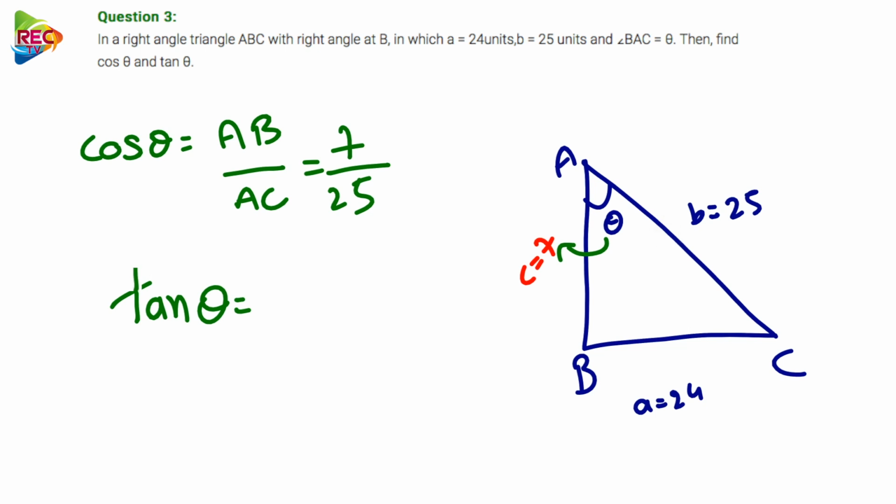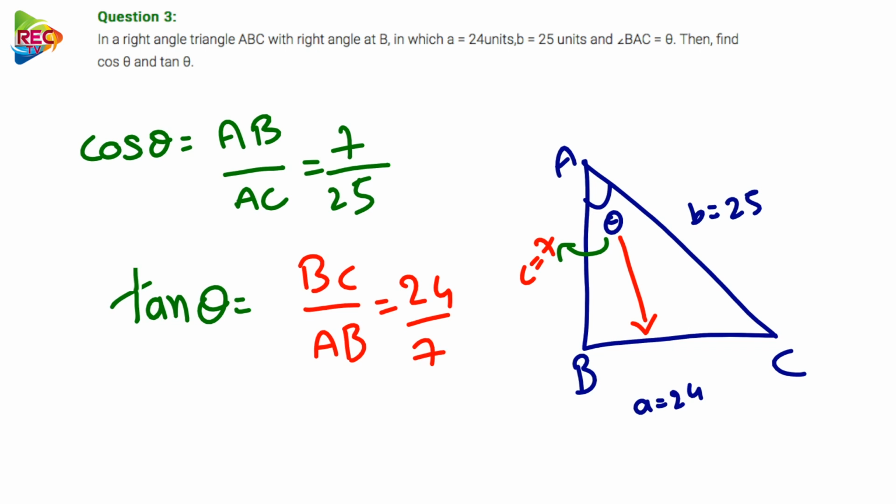Tan theta equal to the length of the side opposite to angle theta, that is BC, by the length of the adjacent side. The adjacent side you already know, 7. So that equal to BC by AB, that equal to 24 by 7. So these are the values of cos theta and tan theta.